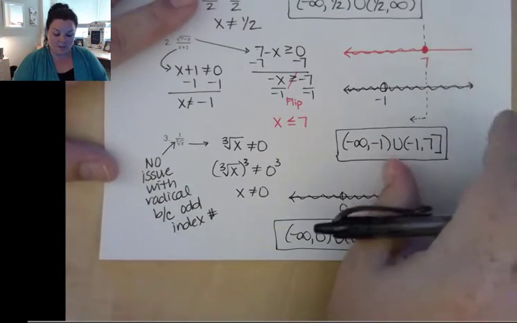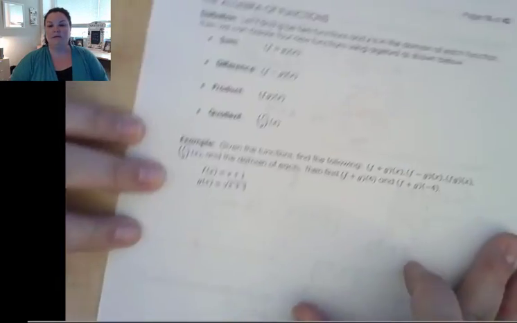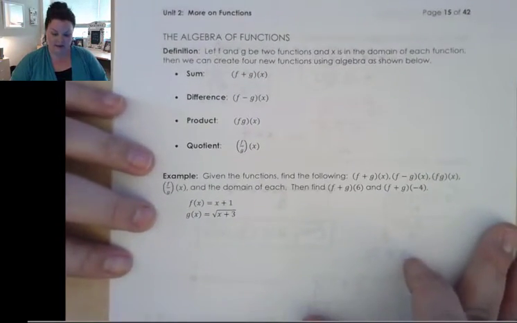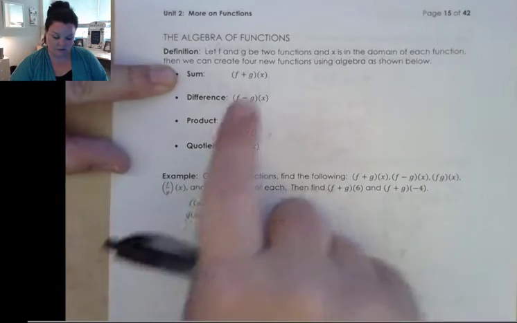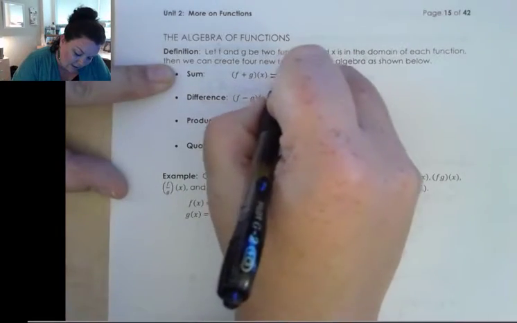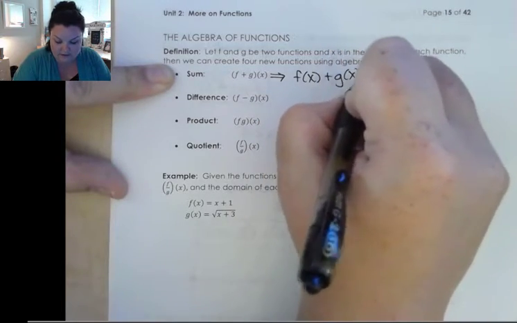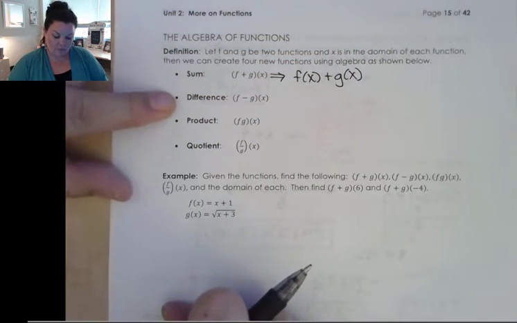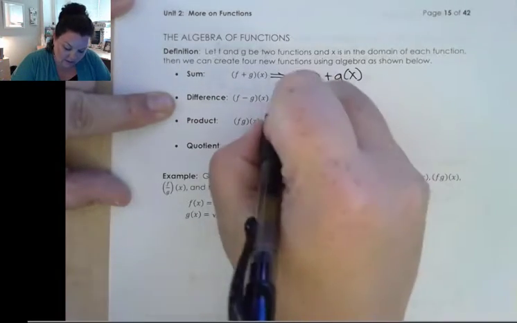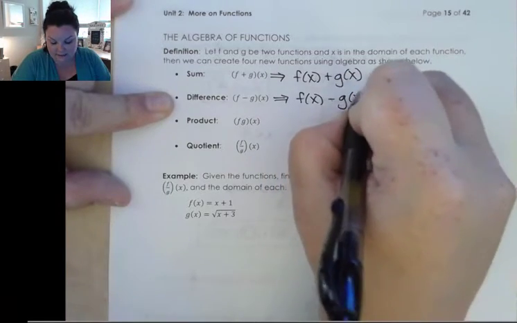Now that we know how to find our domain, we want to define the algebra of these functions. This is how we're going to come up with our new functions. We can come up with a sum function, which looks like this, f plus g evaluated at x. What this actually means is that we're just taking f of x and adding g of x to it. Same thing with our difference, f minus g.